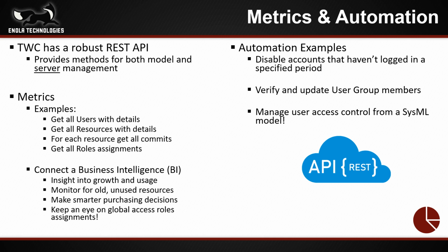I like to use them to monitor for old and unused resources. So if I see there's a model up there that hasn't been updated or changed in a year, I have to ask myself, is it still a valid model? Could I get it out of Teamwork Cloud? Maybe I want to reach out to whoever uploaded or manages it and see if it's still in use. It may be, but it may not. It might be a good opportunity to do a little housecleaning. Make smarter purchasing decisions, especially when you combine your Teamwork Cloud metrics with your floating license usage metrics for the client application.